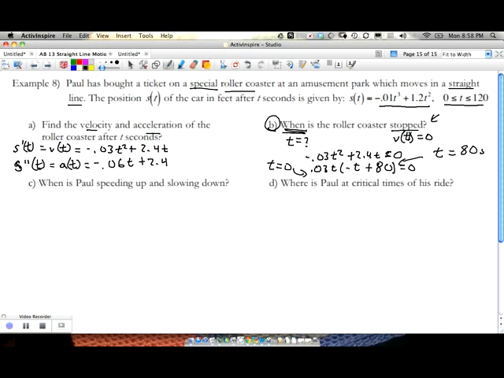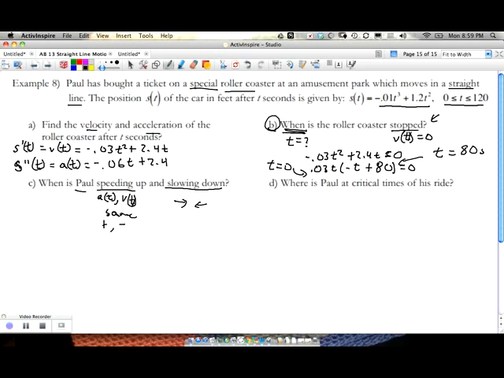We're done for velocity equals 0. When is Paul speeding up and slowing down? Okay, so speeding up means that a of t is greater than 0... Actually, a of t and v of t, velocity and acceleration, are the same as far as positive or negative. Slowing down means that we're opposing.